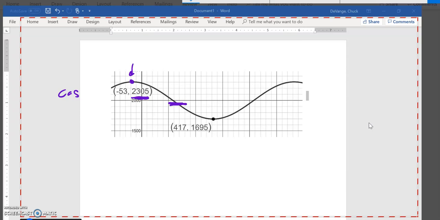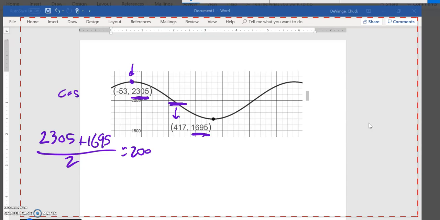It's the point that's halfway between those. So if I go 2305, what I could do is I could subtract them, cut that in half, and that'll give me that distance. Or I could just average them. I could just add them together and divide by 2, and that'll tell me that midline. And let me see if I do that. Oh, I get 2,000. So my midline has a y value of 2,000 as that height.